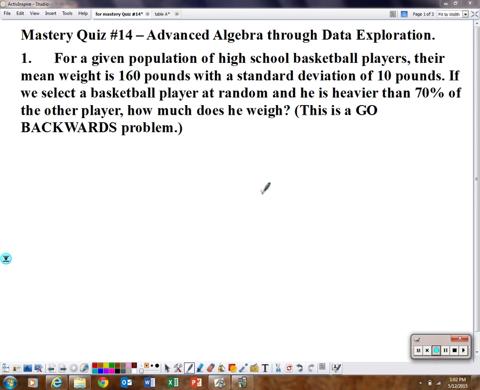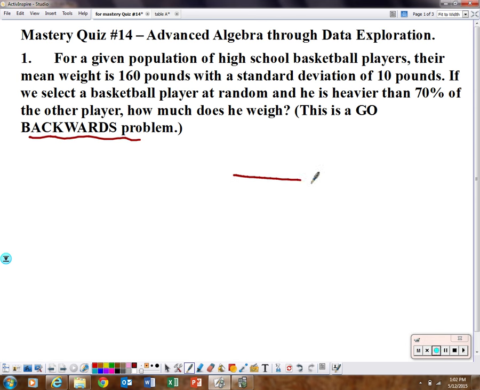Problem number 1. For a given population of high school basketball players, their mean weight is 160 pounds with a standard deviation of 10 pounds. If we select a basketball player at random and he is heavier than 70% of the other players, how much does he weigh? This is a go backwards problem.